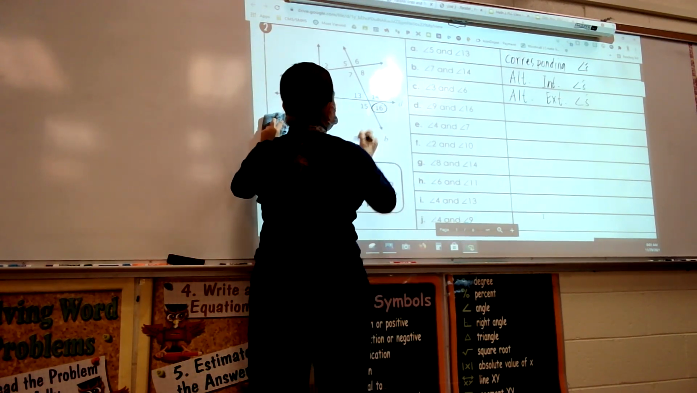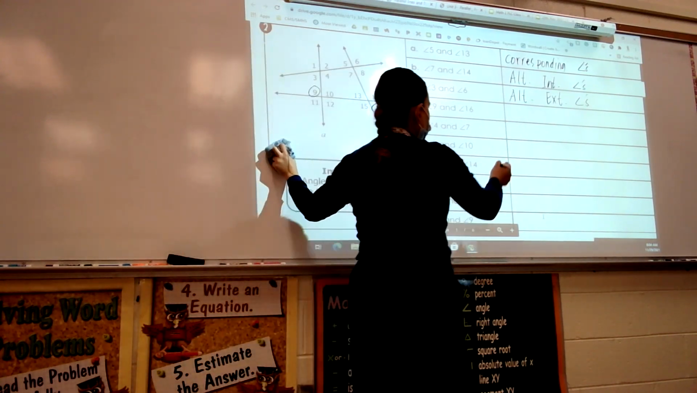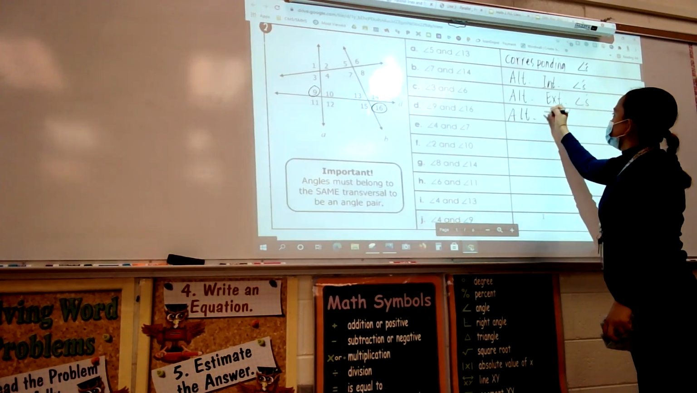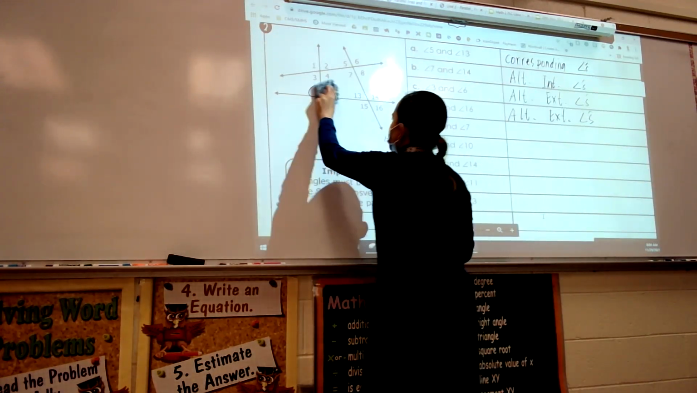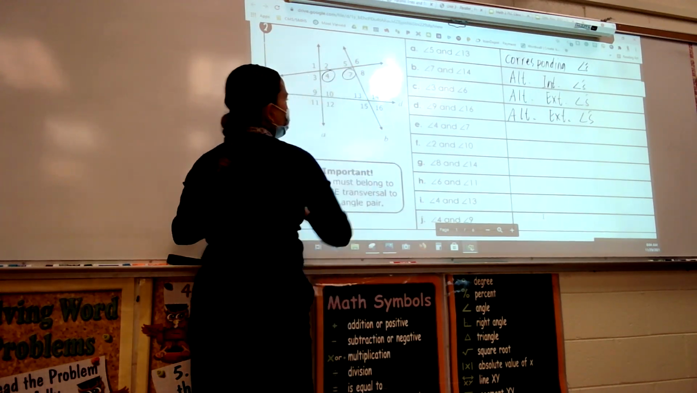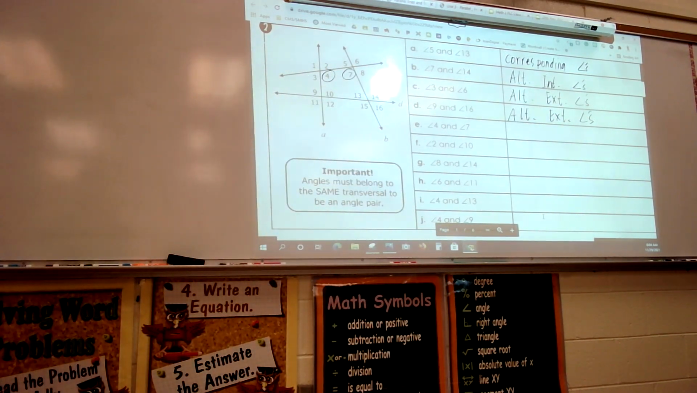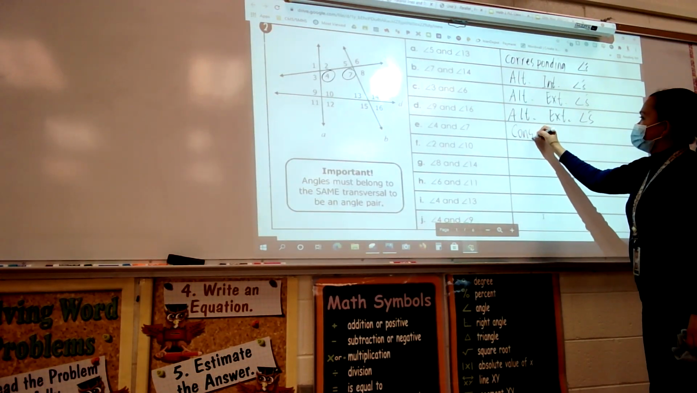9 and 16. What is it? Alternate exterior. Exterior. So alternate exterior angles. Very good. Next, Marcus. 4, 7. Consecutive interior. Consecutive interior. Very good.